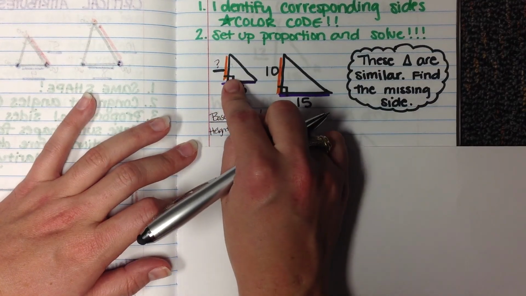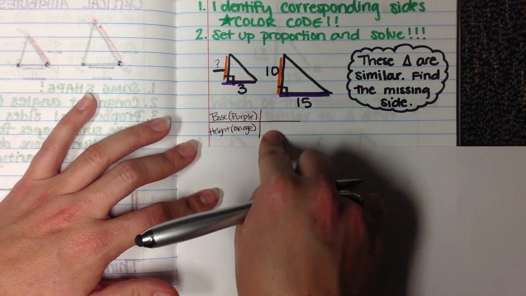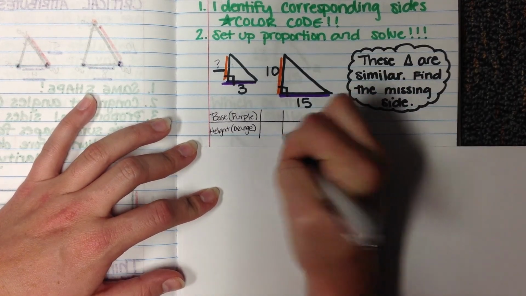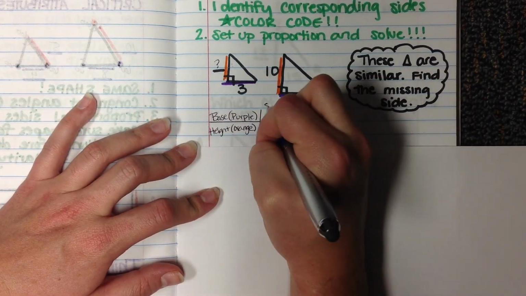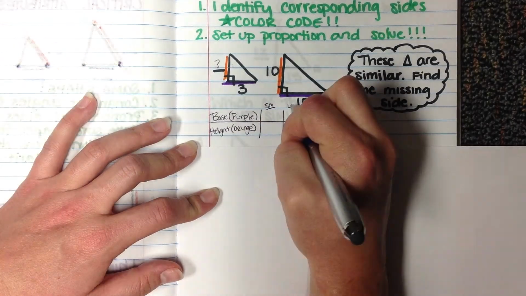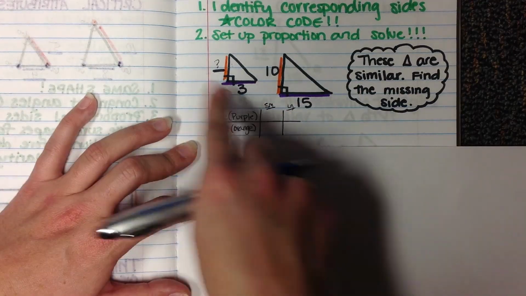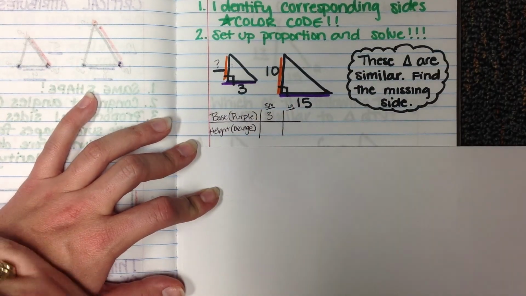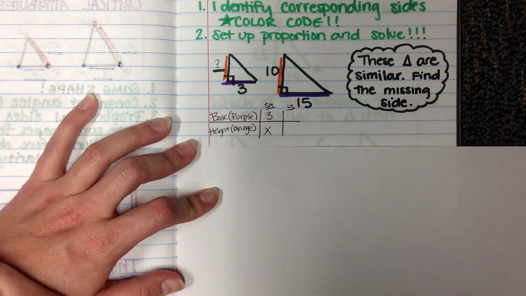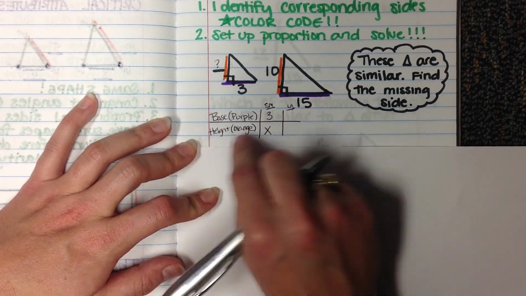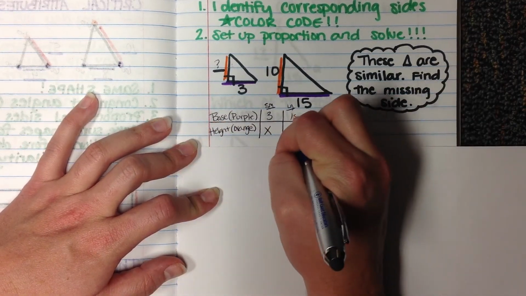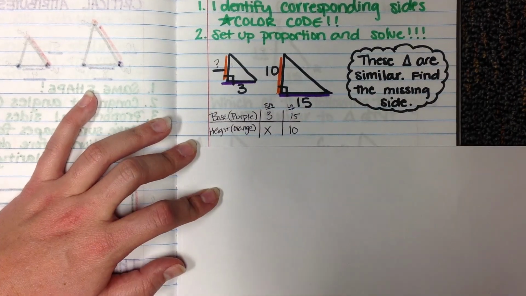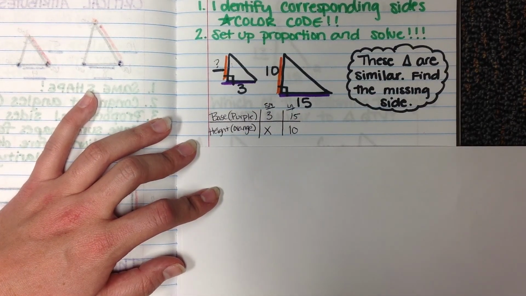So start with one figure and write that entire figure and then write the other. Sometimes I'll even give myself a double label. I'll tell myself this is the small one, that's the large one. Okay, so my small, the purple is 3. The orange, I don't know it. That's my variable. For the large figure, the purple is 15. The orange is 10. Now I have my proportion, I can go ahead and solve.